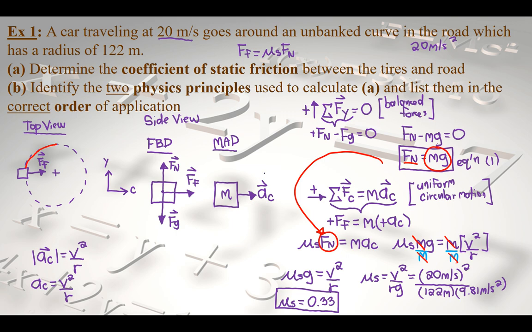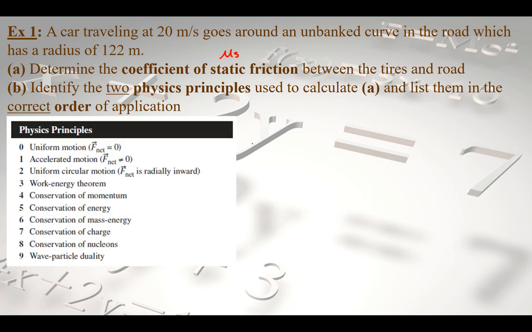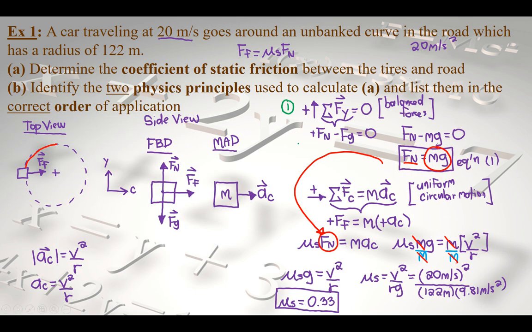Okay. And then it says identify the two physics principles used to calculate A and list them in the correct order of application. Well, look at what I did here. The first thing we did is we used this equation of motion, that is F net is equal to 0. So if we're doing a numerical response recording, the first physics principle I used is F net equals 0 to get an equation for what the normal force is. So that's 0 there. Okay, what did we do second?